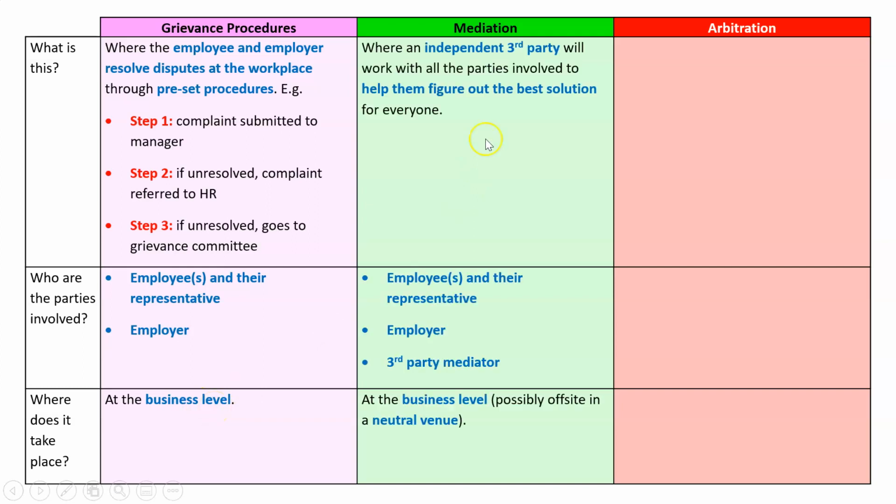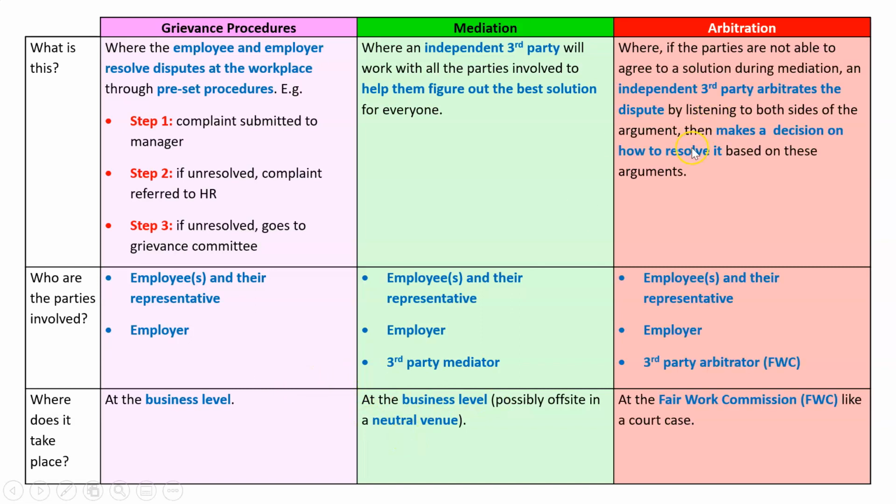Mediation's different. We have an independent third party, probably the Fair Work Commission, but not necessarily. You can hire independent mediators. They help the parties figure out the best solution for everyone. So it's between the employee and their representative versus the employer, and then you have the third party mediator in the room too. It's still done at the business level. It could be offsite at a neutral venue, but it's not done at the government or the courts.